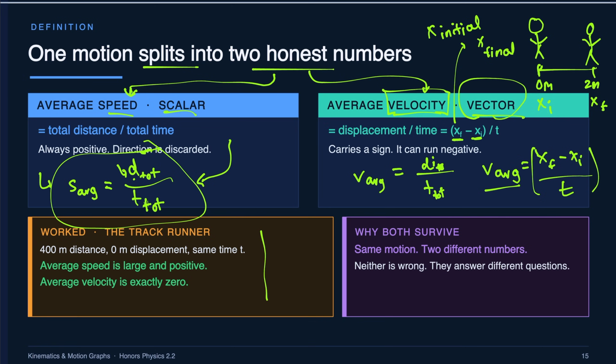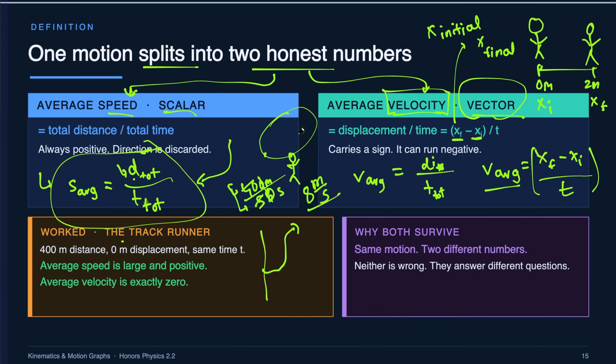And let's look at this example through the lens of the track running example that I gave you before. If you run around a track and you end up at the same spot, 400 meters is the distance you traveled. And let's just say you ran it in 55 seconds, which is pretty fast. Or actually, let's just do 50 seconds for the sake of the math. This would give you 8 meters per second, right? That's your speed, because that's your total distance over your time.